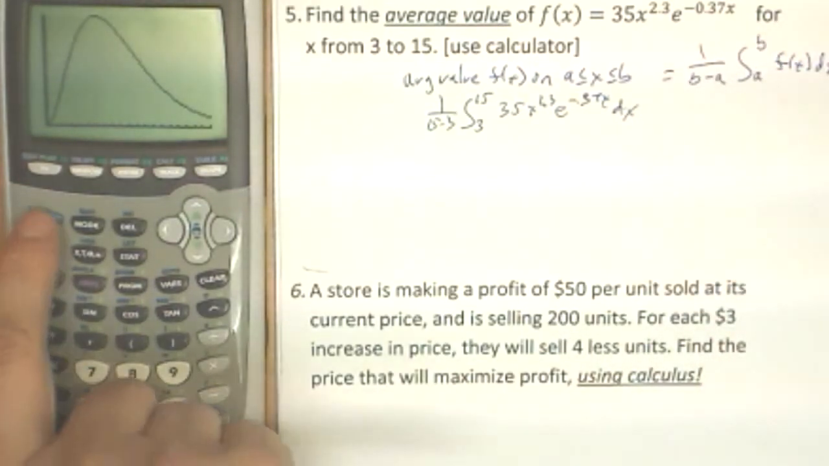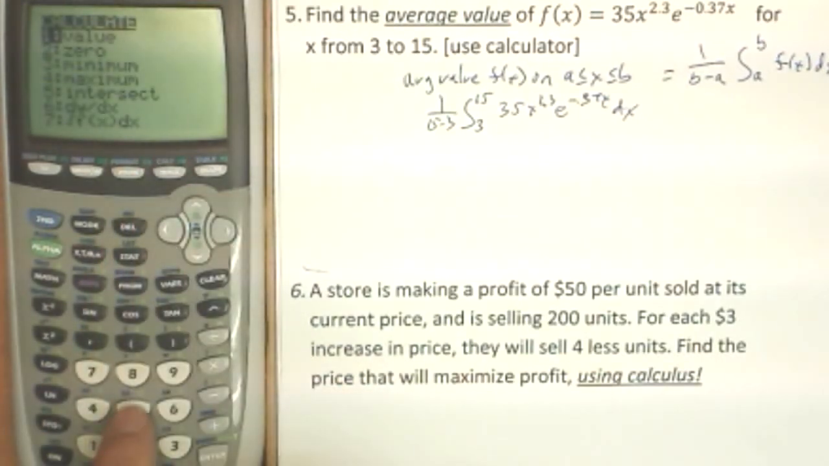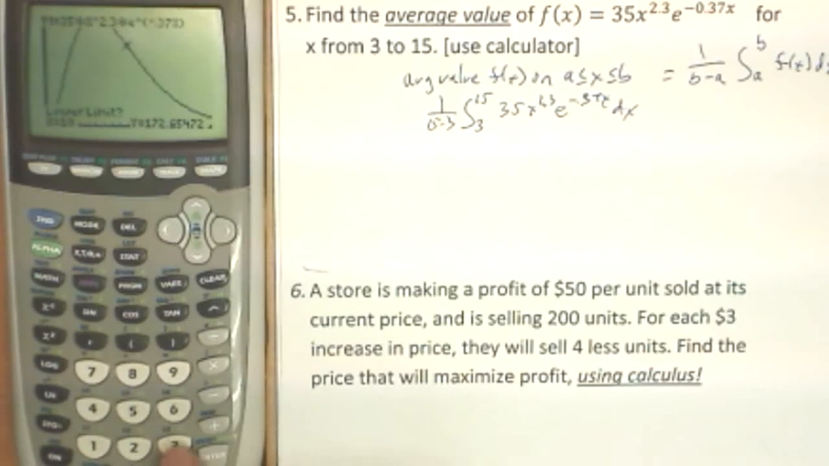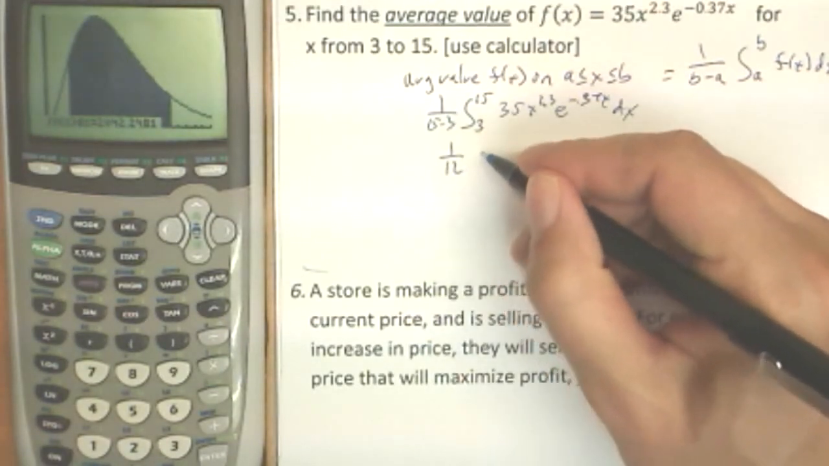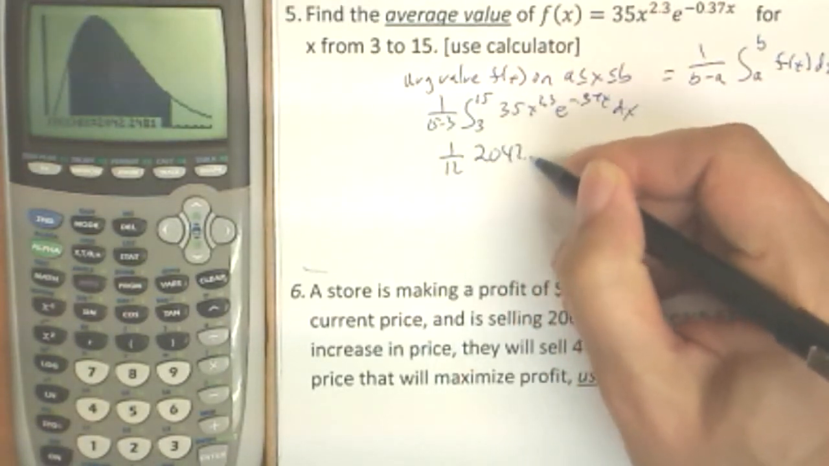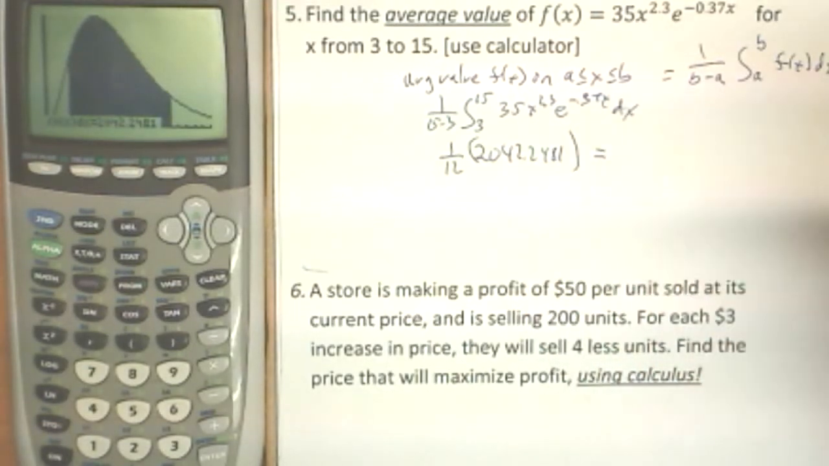So all I need to do is use the integration estimator on the calculator, which is number 7. Choose the correct lower limit of 3, upper limit of 15. It's going to shade in the area it's found, which is quite handy. So the area here is 2042.24. So that's the integral part. So 1/12 of 2042.2481. This is an approximation, but that's the only thing we're going to get out of this anyway.